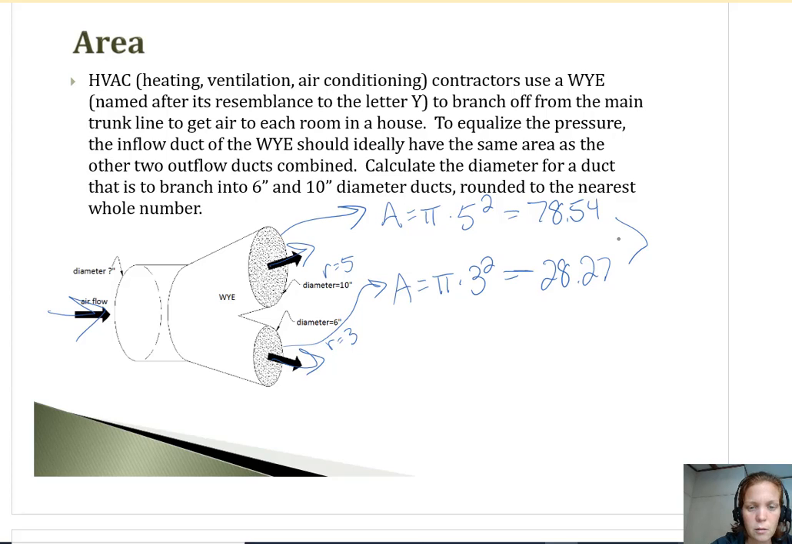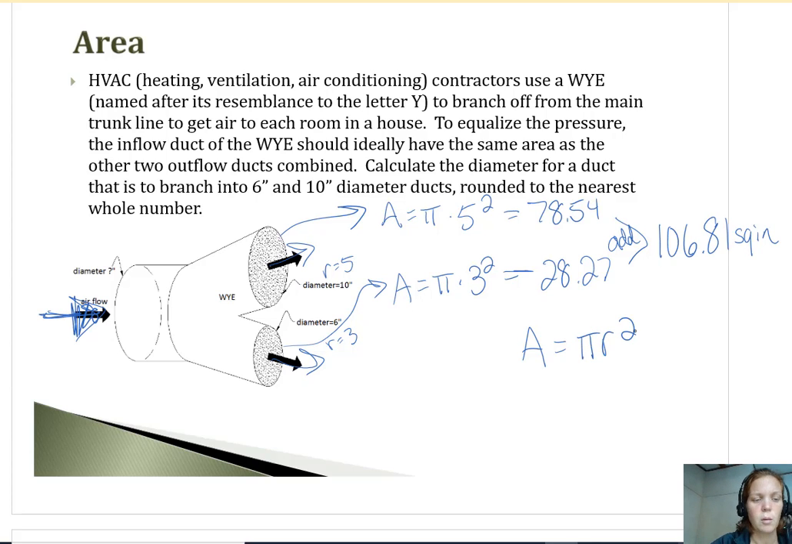Okay, so combined, adding these two. So the total area of the out, where it's coming out, is 106.81 square inches. Okay, so that's the area of the output. Now it's saying we need to figure out what diameter should the bigger one be flowing into. So I'm going to write out the formula. Because this one we have to use a little bit of algebra, because I don't know what the diameter is. So now I figured out that the area needs to be 106.81.